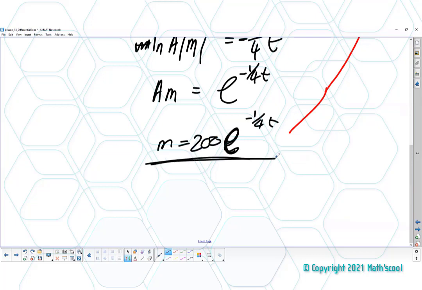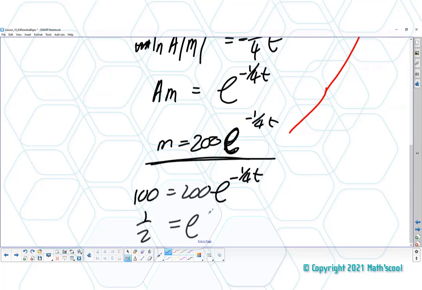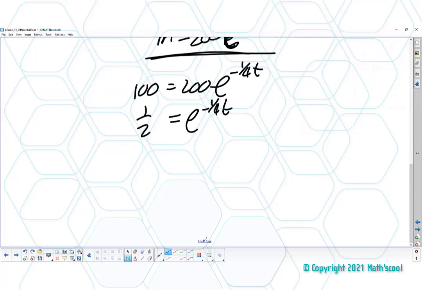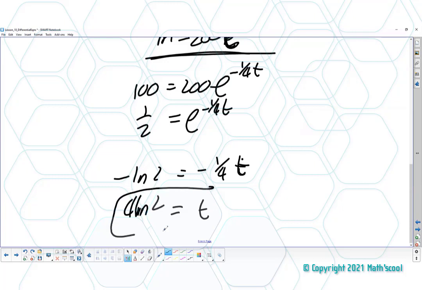There's our equation, and now we just need to find when m is 100. 100 equals 200 e to the minus 1/4 t. Divide both sides by 200, a half equals e to the minus 1/4 t. Ln both sides, minus ln 2 equals minus 1/4 t. And then times both sides by minus 4. t equals 4 ln 2. That's the exact time. If you decimal that, what does it come out as, Sana?